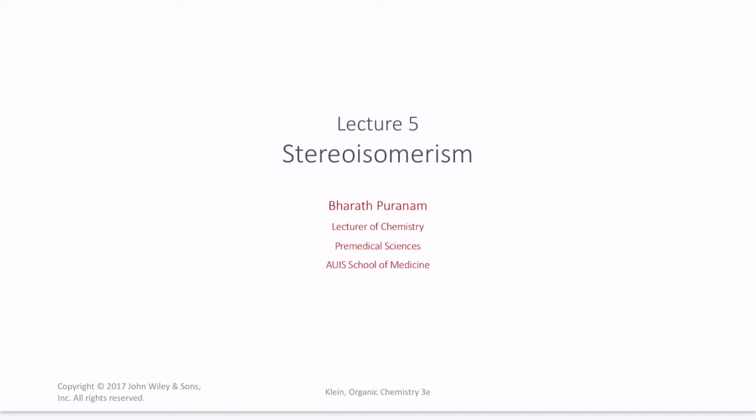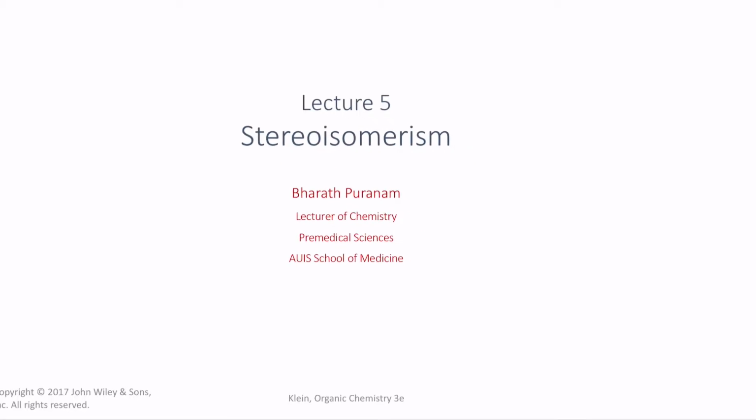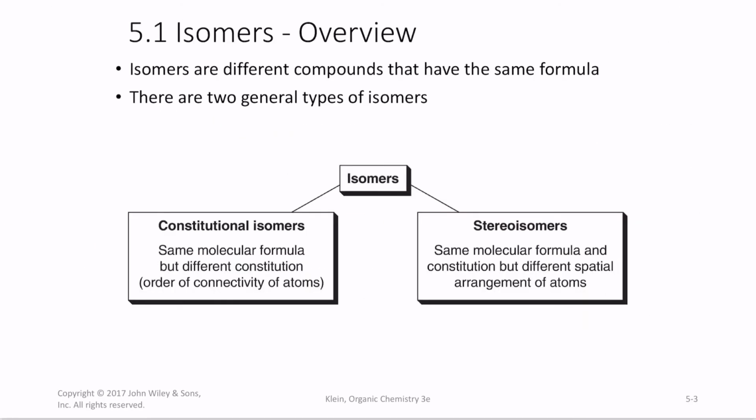So, welcome to lecture 5 on stereoisomerism. In this lecture, isomers are different compounds that have the same formula. The compound might have different characteristics with the same molecular formula. So, we divide them into two types: one is constitutional isomers, the second is stereoisomers.